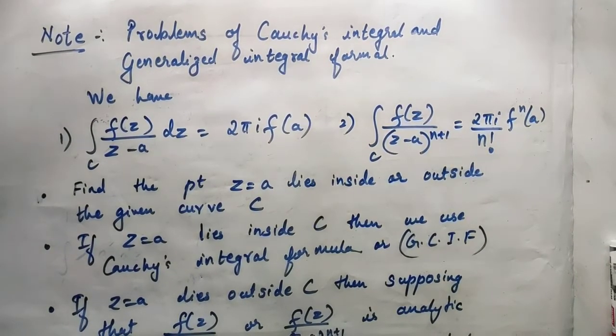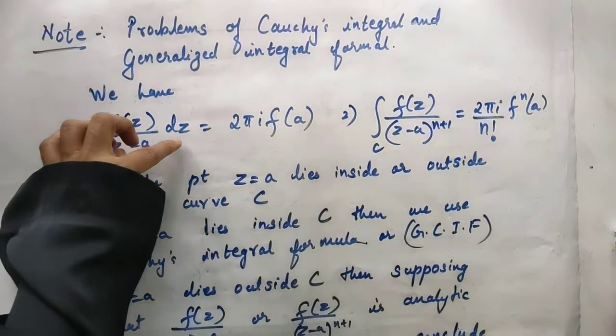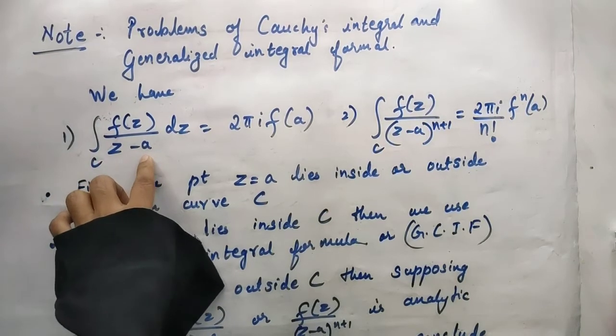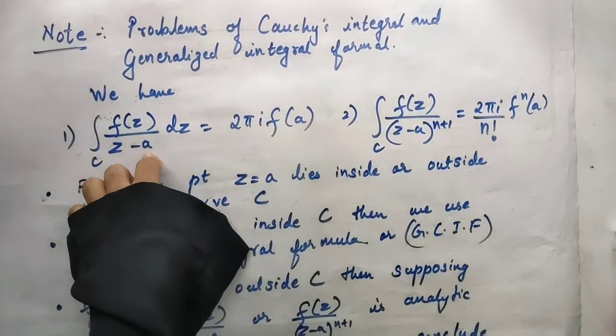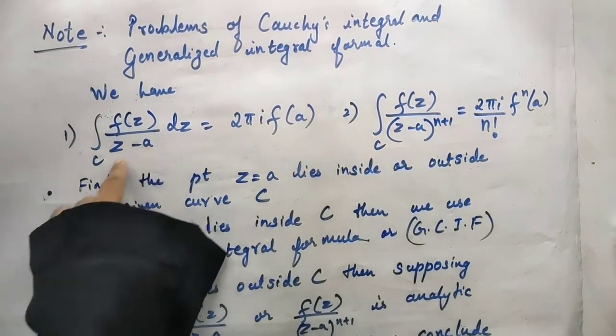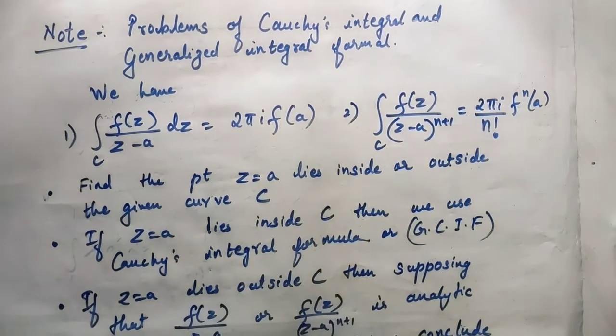Now before I begin with the problems on Cauchy's integral and Cauchy's generalized integral formula, I just want to give you some key points that you must remember before we begin to solve those problems. First of all, we have the integral formula: the integral over the curve c of f of z divided by z minus a dz is equal to 2 pi i f of a. Where this point a was, while we were proving Cauchy's integral formula, you should make a note that this point a was sitting totally inside the curve c.